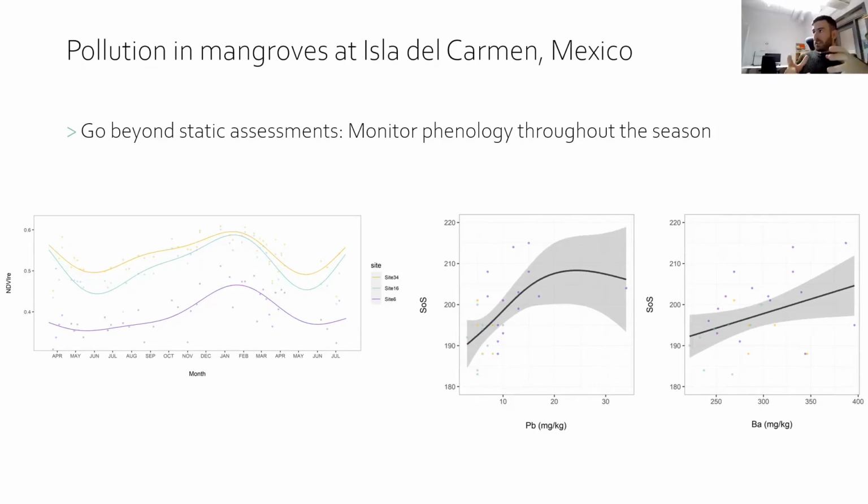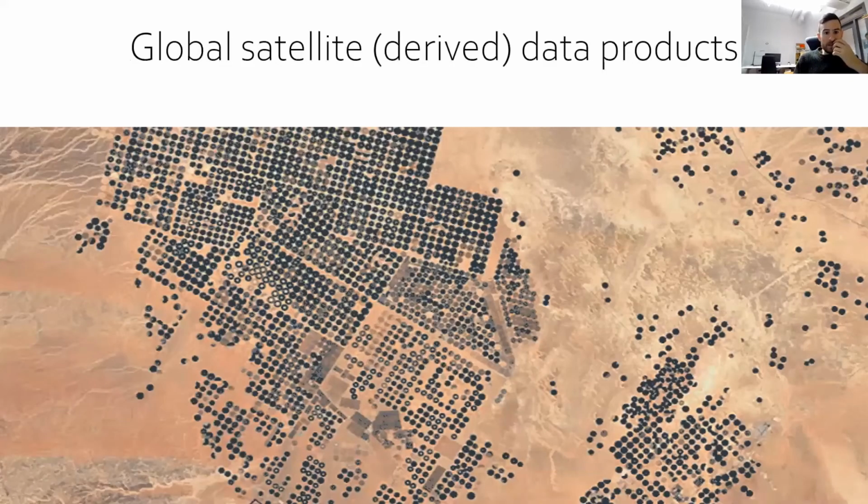So this is an example of how sometimes just one snapshot, one point in time, is not enough. We need to disaggregate our data. And then you see these interesting trends.